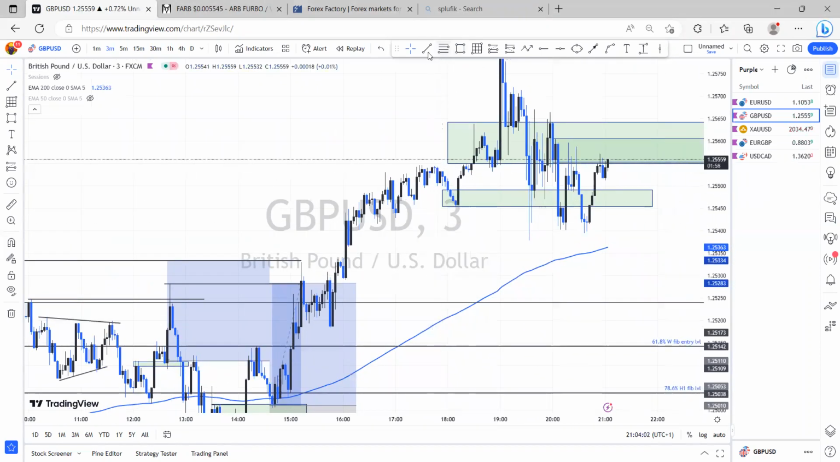Look at this. Look at what price did here. This is not what I'm saying. Look at what price did here.